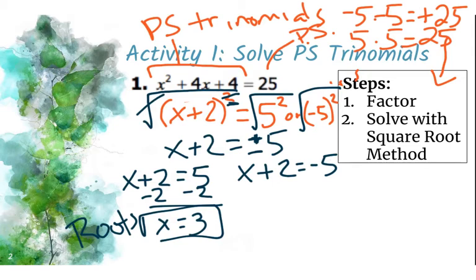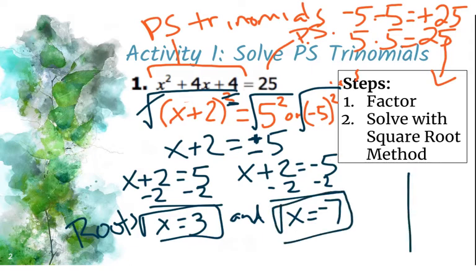Okay. And I'm going to subtract 2. Remember, nothing changes on the x plus 2 side. The only thing that changes is that positive and negative 5. So here I've got x equals negative 7.